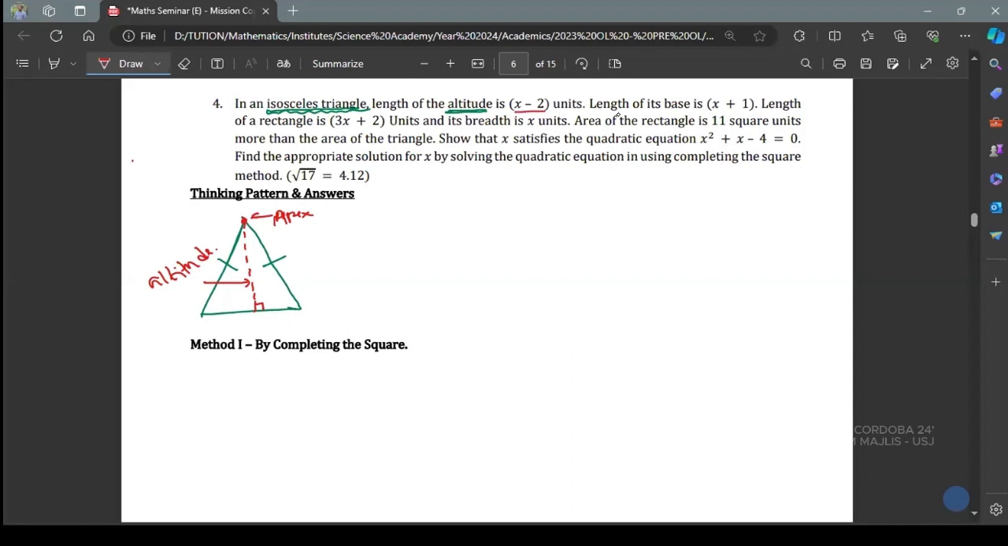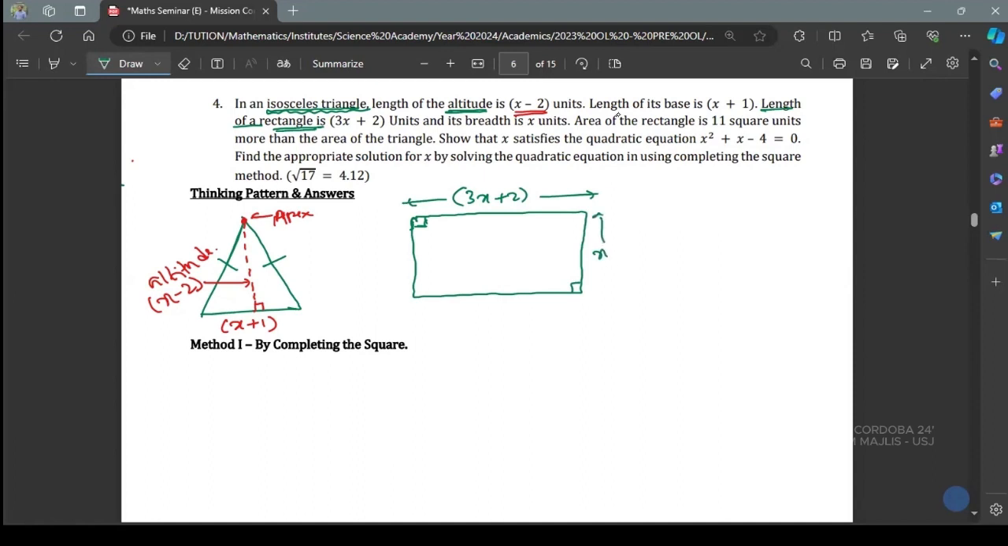And the altitude length is given in terms of x minus 2. That is x minus 2. And the base length is x plus 1. This base's length is x plus 1. Now again, they explain another plane figure. Length of a rectangle. We know what a rectangle is. If you don't know, you have to go for grade 5 classes now. The length of this rectangle is 3x plus 2 units, and the breadth is x units.